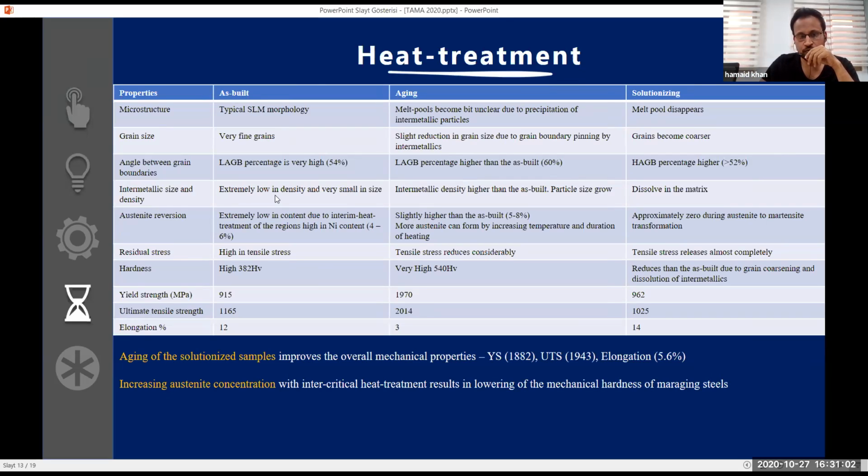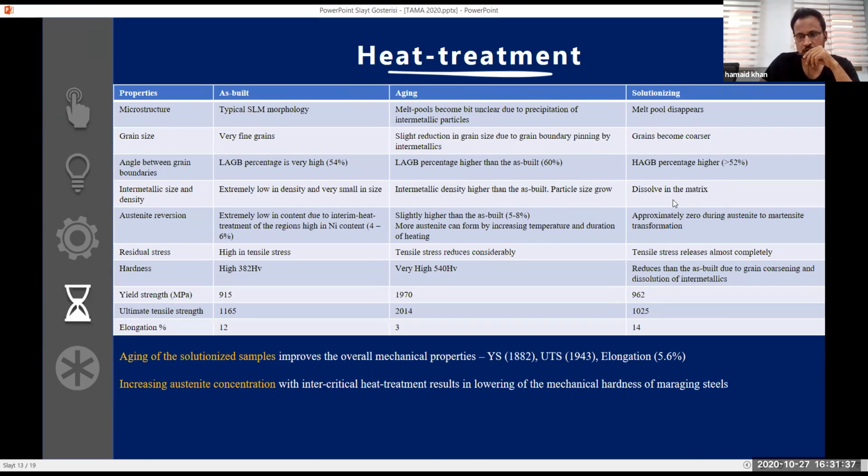So intermetallic density, of course, as I said, due to the intrinsic heat treatment, the density is quite lower. They are very small in size and very fine precipitation can take place. However, during aging, these intermetallic compounds will increase in size and become bigger and contribute more towards the strength. And that is why we saw the hardness rising significantly high. However, in the solutionizing temperature, that is heating at 800 to 900 degrees centigrade, they dissolve completely, reducing the strength considerably. So during the solutionizing, the strength reduces.